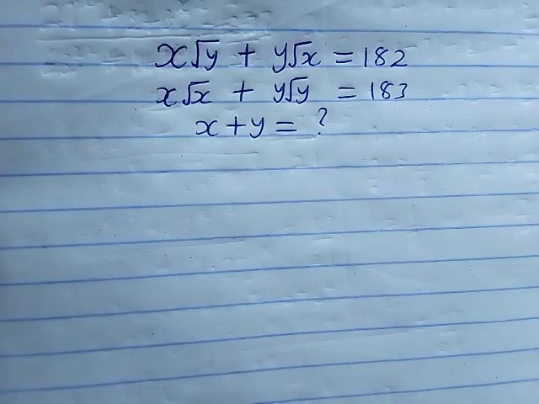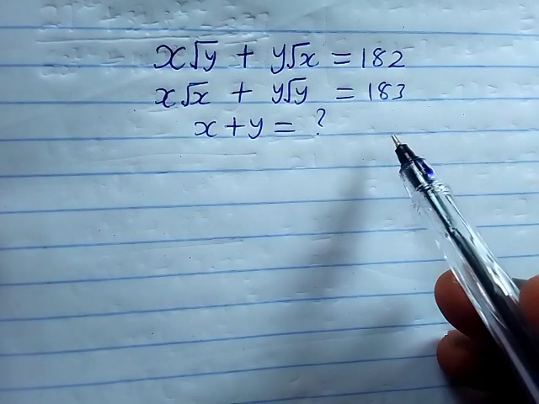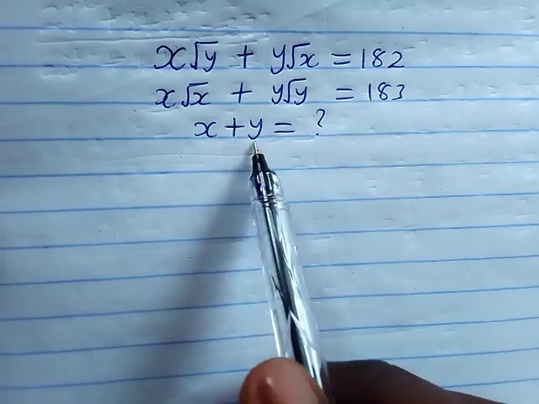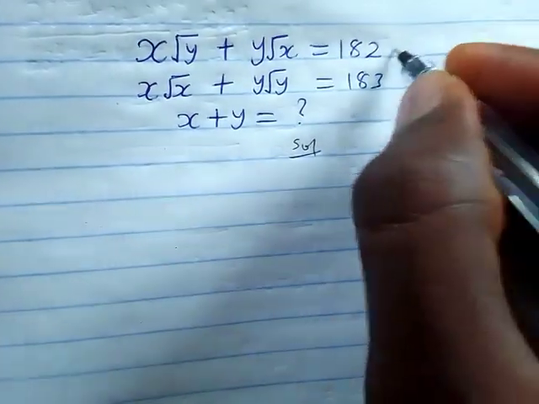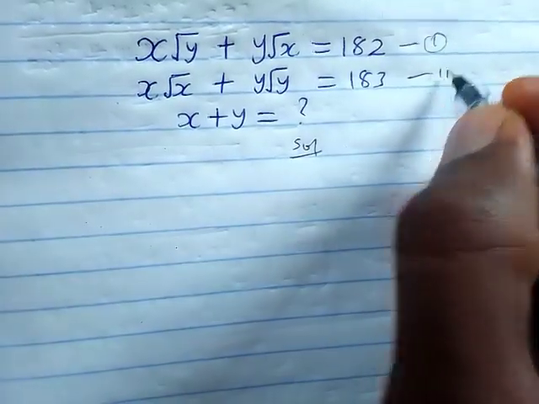Hello, how do we solve this kind of problem? We have two systems of equation, and the question says x plus y equals what? So here is the solution. Let's call this equation 1 and let's call this equation 2.